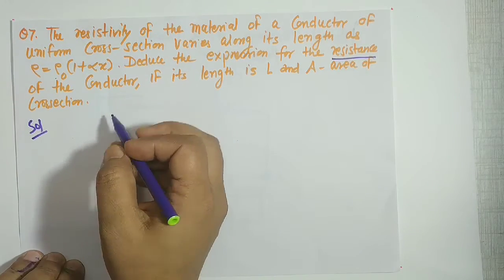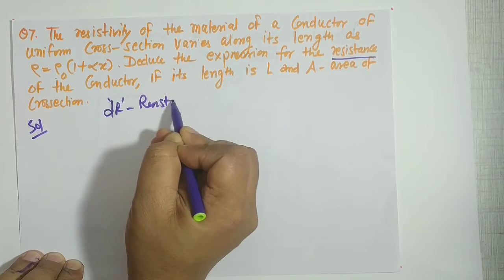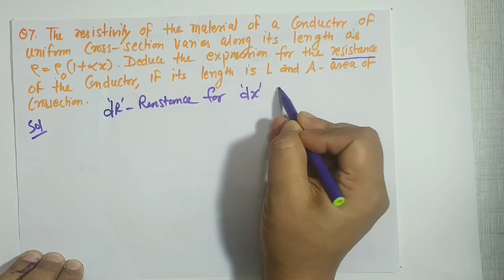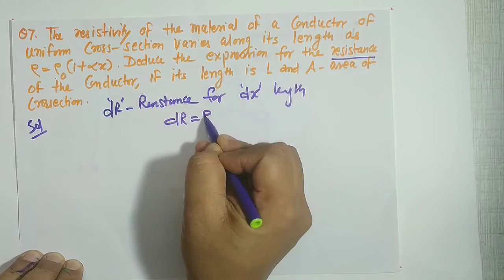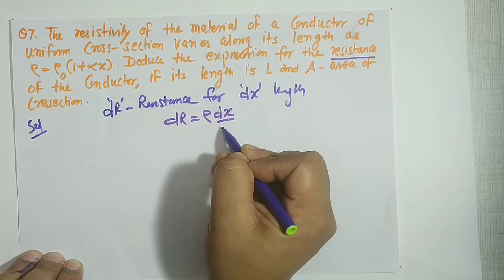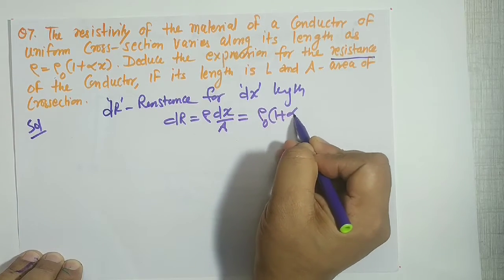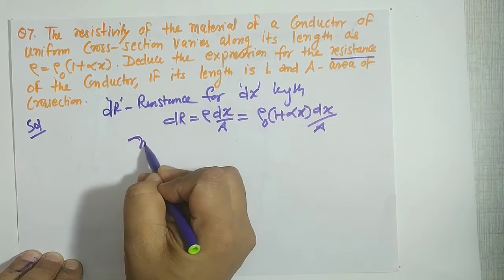So let dR be the resistance for dx length. When we integrate, we take it like this. So I think all of you know R is rho L by A, so rho dx by what? A. We'll put rho here. What is rho? Rho naught (1 plus alpha x) dx by A. Now what do we do? We integrate.